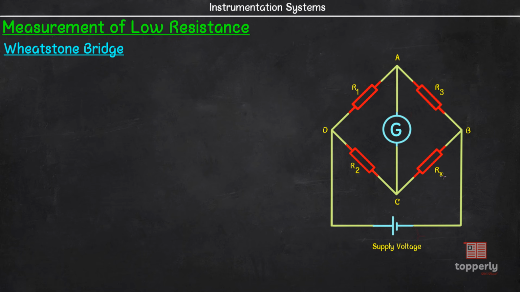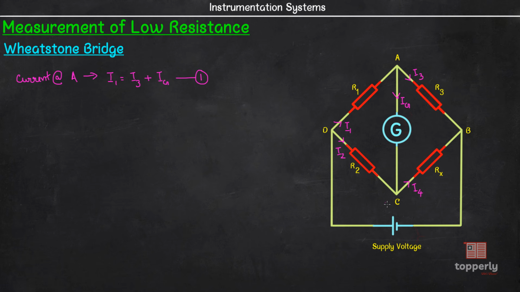Let's see how. For that, let us take the current through this branch as I1, this branch as I2, this branch as I3, this branch as I4, and the current through the galvanometer as Ig. Now using Kirchhoff's first law, we can write the current at junction A as I1 equal to I3 plus Ig. Therefore, I1 equal to I3 plus Ig.